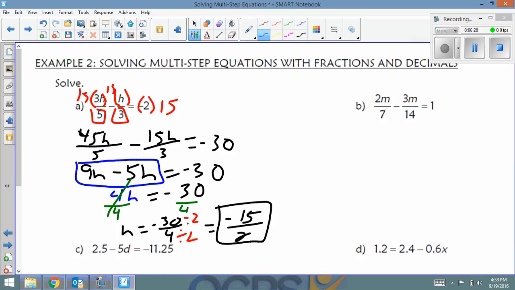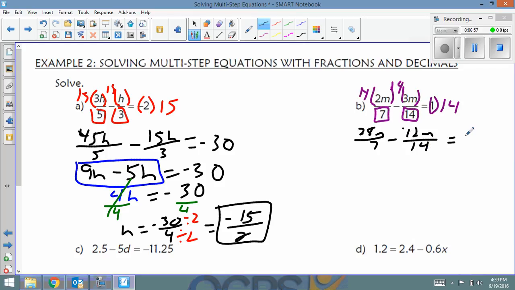So again, how we did that, we looked at the two denominators and we found the number they both go into. So 7 and 14, the number they both go into is 14, so I'm going to multiply each one of these terms by 14, including this outside over here. So that's going to give me 28m over 7. Let's see, what's that going to be? Minus 42m over 14 equals 14.